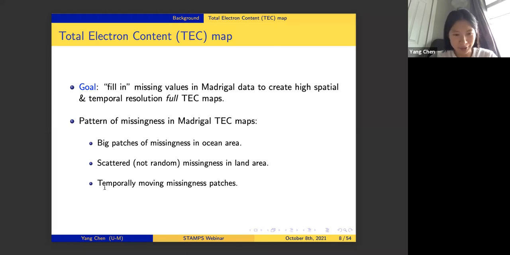And what's more interesting is that we have temporally moving missingness patches, because what we're observing is the part of the Earth that faces us. And then as the Earth rotates, the patched missingness changes. So at one particular time frame, we might be able to observe a particular location, but at the next time frame, we may not be able to observe that location. This interesting feature of temporally moving missingness patches enables us to come up with an algorithm that takes advantage of this missingness pattern so that we can do better imputations.